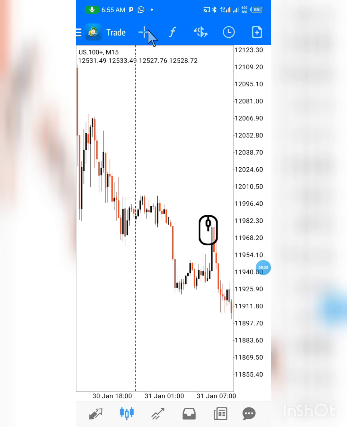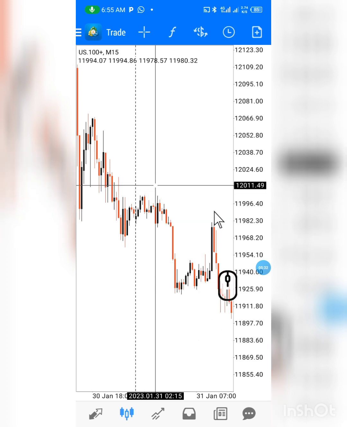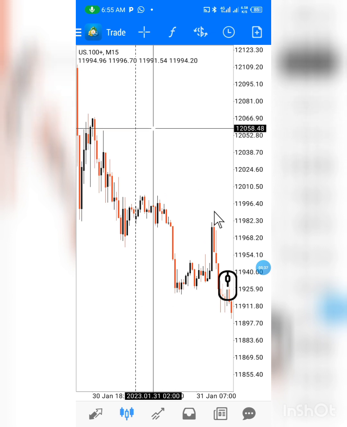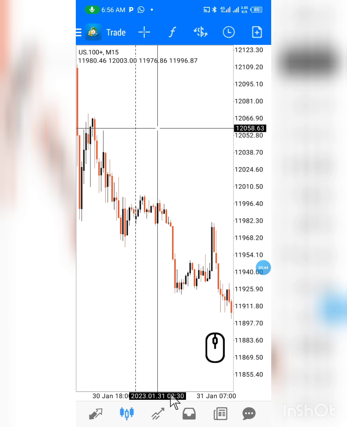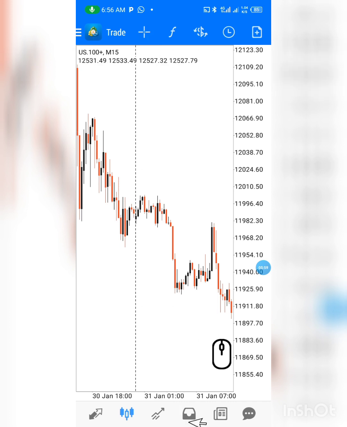Now I'm going to click on it. Now you see the vertical line, you see the horizontal line. As I move it upwards, you're going to see prices in ascending order. Then on the vertical line, when I move it to any candle, you're going to see the date and the time this candle formed. This one formed 2:30. If I move to the next one, it's going to form 2:45. You see it? So let me increase my chart.